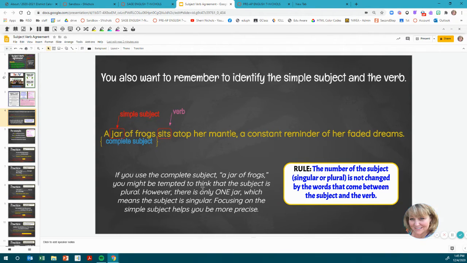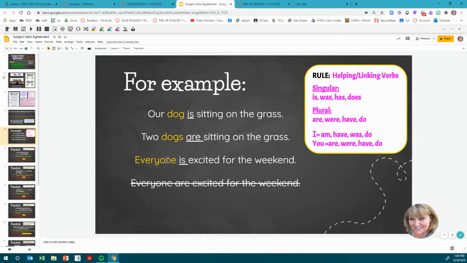And if you use the complete subject, a jar of frogs, like we just said, you might be tempted to think that the subject is plural because frogs is plural. However, there's only one jar, which means the subject is singular. Focusing on the simple subject helps you be more precise. For example, our dog is sitting on the grass. 2 dogs are sitting on the grass.